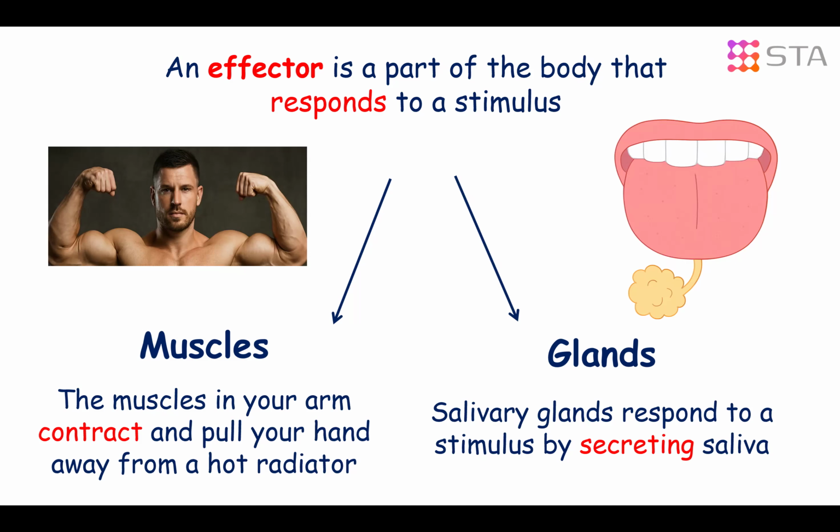Okay. So these are the two different effectors. An effector is always a muscle that contracts. Remember to always think of the word contracts when you think about muscles. Okay, because that word contract or contraction is almost always worth a mark. So muscles contract and glands secrete. Okay, and these are the two sorts of parts of your body that respond. Okay, and they're called effectors.